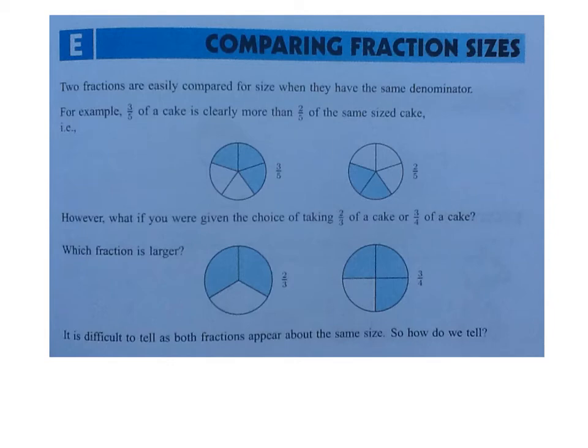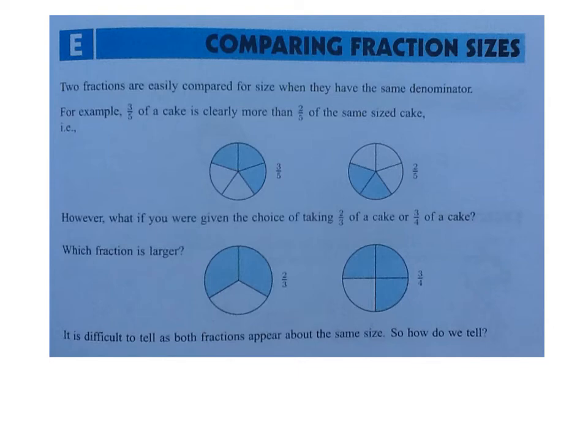Sometimes to order fractions we have to compare their sizes, and so this is where equivalent fractions actually come in again, and we've done that section. So this is an important section and important to understand ordering fractions. So you read this box here: 2 fractions are easily compared for size when they have the same denominator. For example, 3/5 of a cake is clearly more than 2/5 of the same cake, and you can see it visually drawn there. However, if you're asked to find out which of the following fractions is bigger, 2/3 of a cake or 3/4 of a cake, that's not quite as easy to answer.